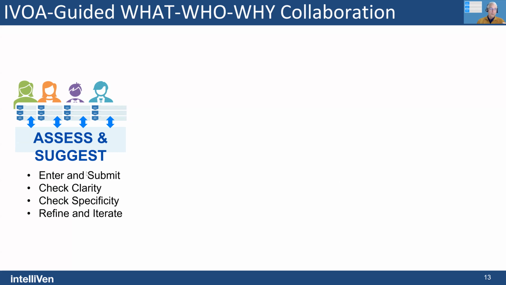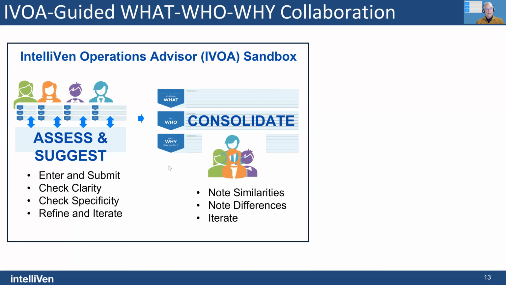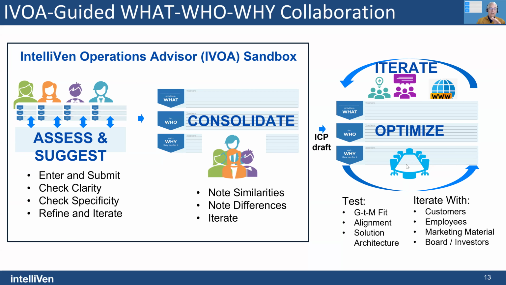So we have an assess and suggest loop here where you have each individual enter and submit, check for clarity, specificity, refine and iterate, then do the consolidate, note similarities, differences, suggest an upgraded version, and then loop with the team on that. And we do all of that in the IVOA sandbox. And then you want to run it by your market, right? You want to test it in the market, and you want to check for alignment with maybe your board and your investors and your partners, and then run it against the world, including some customers, some employees, and your marketing material.